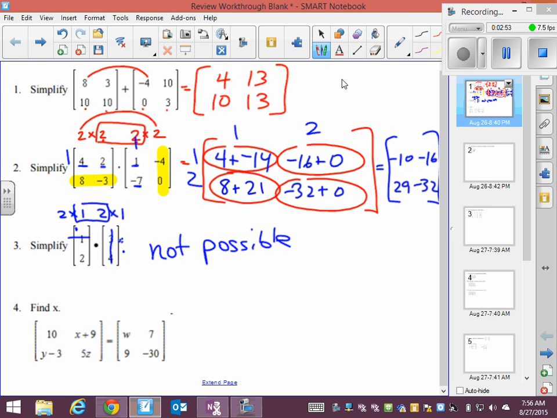Number 4, you're trying to find x. So basically, you look around, and here's x in the top right of my 2 by 2, and I see my equal sign right here. X plus 9 equals, it's going to have to equal this top right number here, 7. X plus 9 has to equal 7. And so we just solve an equation. Simple equation, subtract 9 from both sides to get x equals negative 2.